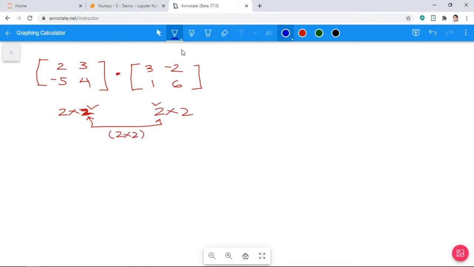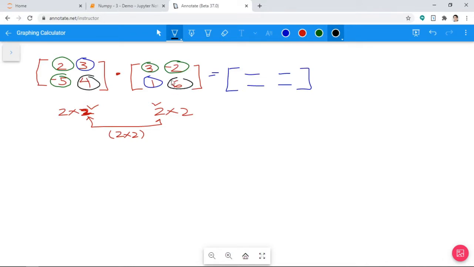So we'll be expecting the result to also be a 2 by 2, and we'll provide the answer for that. Okay, what you will do here is to multiply the 2 against the 3, and the 3 against the 1. Let me have another color. That's the pattern. So -5 against -2, let's say in black, and 4 against 6. That's what we will do.